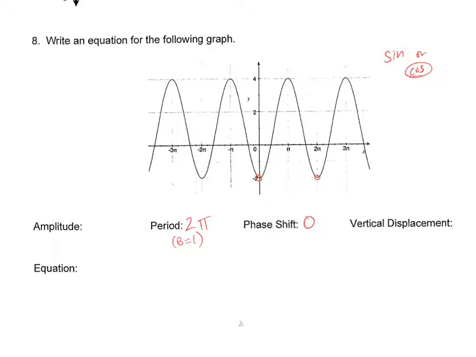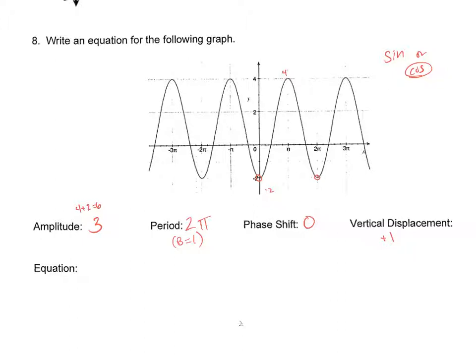And let's see, my vertical displacement and my amplitude. Well, my minimum happens at -2 and my maximum happens at 4. So that's no longer centered around the origin, okay? So I know I have a vertical displacement, and my amplitude is going to be half of that total vertical distance. So 4 minus -2 is 6, so half of that is 3. All right, and so my vertical displacement is going to be 3 down from 4, which is also 3 up from -2, so it is +1.